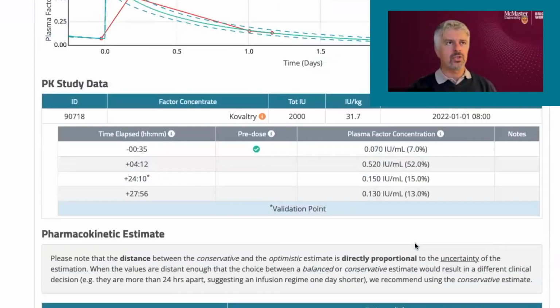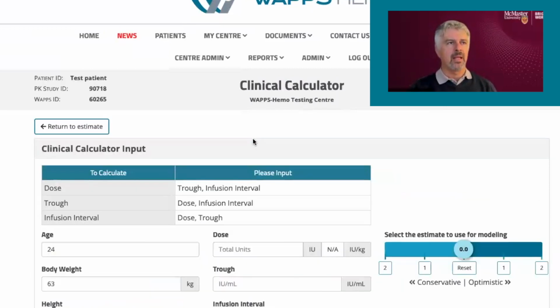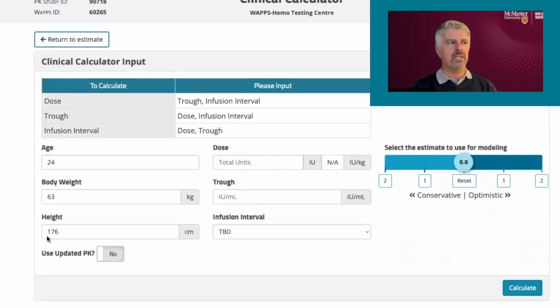Last thing I want to show you about the validation point is that if I go to the clinical calculator now, there's a new button here, use updated PK. I can estimate the treatment regimen for this patient either using the original PK, or, if I click here, now using the updated PK enriched by the validation point. All the rest stays the same.